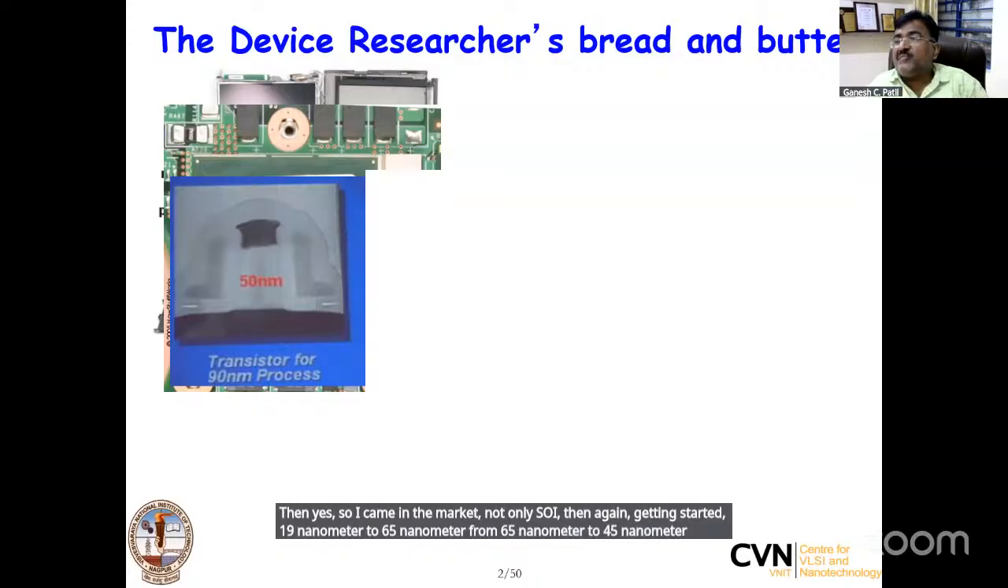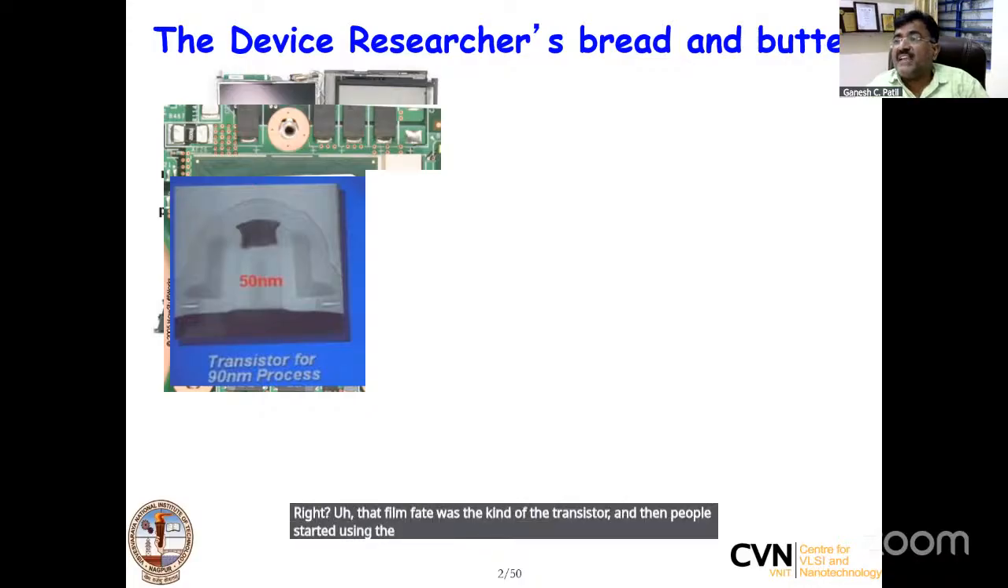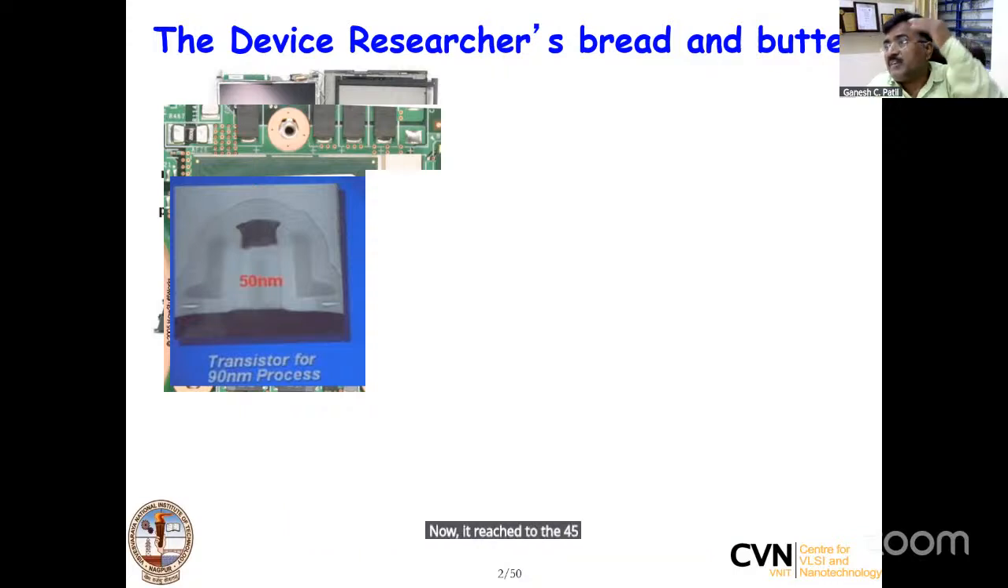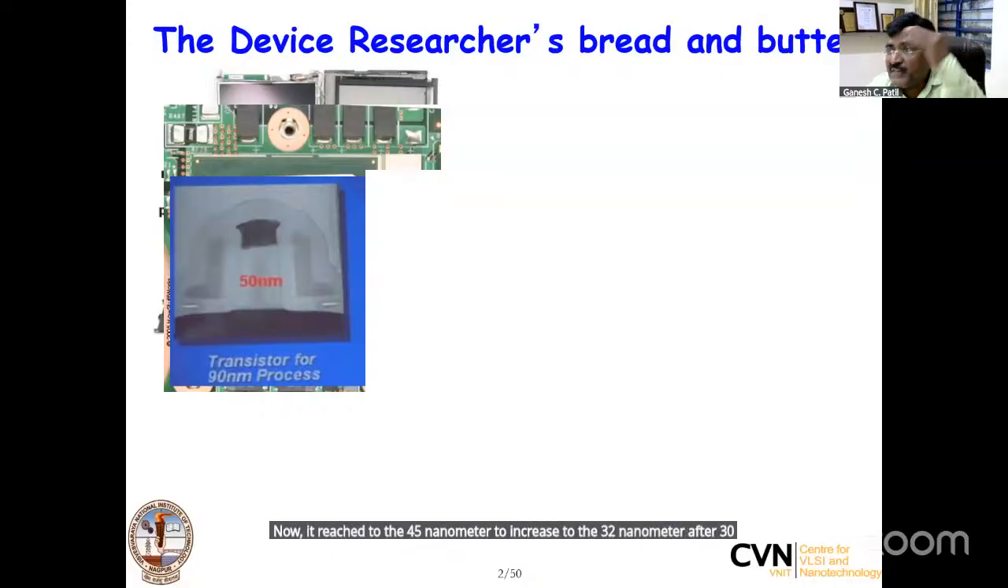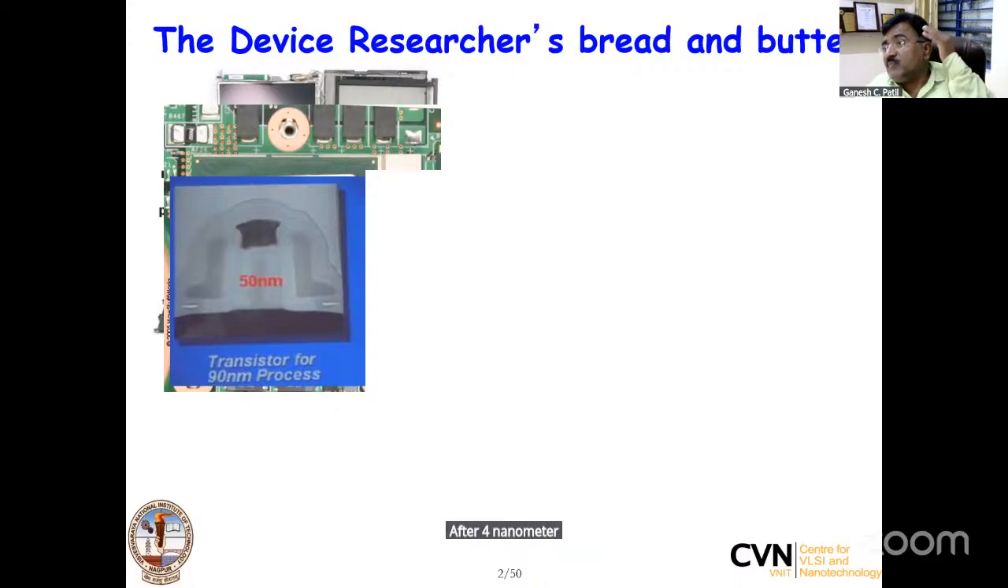When it reached 45 nanometer, the third major breakthrough happened in the semiconductor industry, and that third major breakthrough was the invention of the FinFET, right? The FinFET was a kind of transistor, and people started using the FinFET for further scaling and IC development. It reached from 45 nanometer to 32 nanometer. After 32, it went to 22 nanometer. It went to the deca nanometer, meaning 10 nanometer, then 7 nanometer, 4 nanometer. After 4 nanometer, 2.8 nanometer, and 1.8 nanometer.